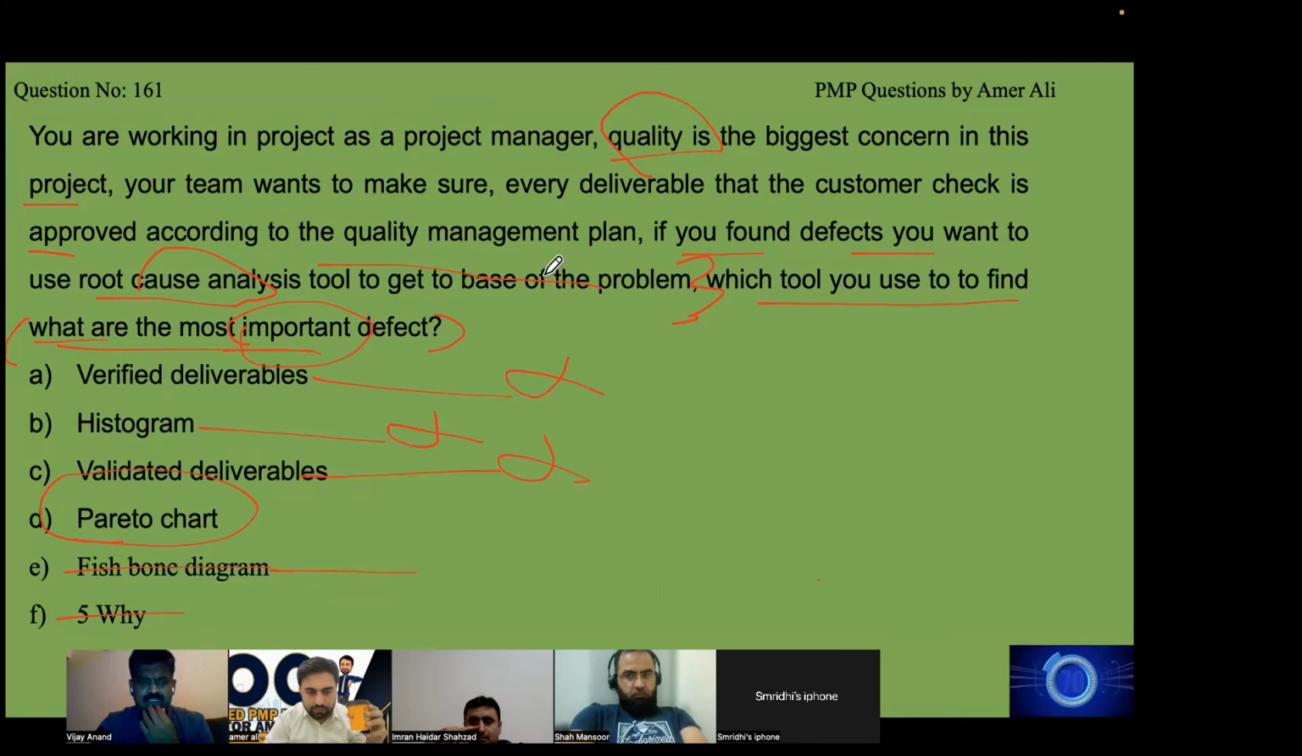The customer checks according to the scope baseline, right? Why here they put quality management? Customer checks according to the scope baseline, but quality tells about the quality of the deliverable, whether deliverables are quality or not. Customer checks scope according to the scope baseline. Quality is still with the quality plan. Okay, thank you.